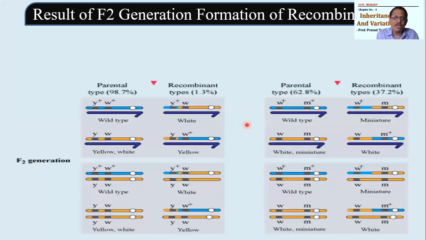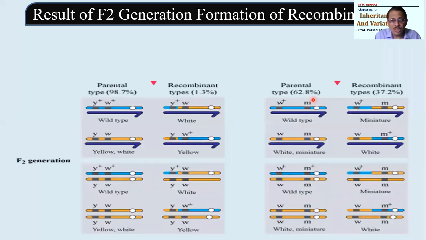So what does this experiment indicate? Experiment indicates these genes, means gene for color of body and color of eye, must be close enough. Being close enough, they are being transmitted to the next generation in a linked fashion, and that's how the frequency of these two being together is more. Frequency of these two being together is more, but frequency of recombinations is less.